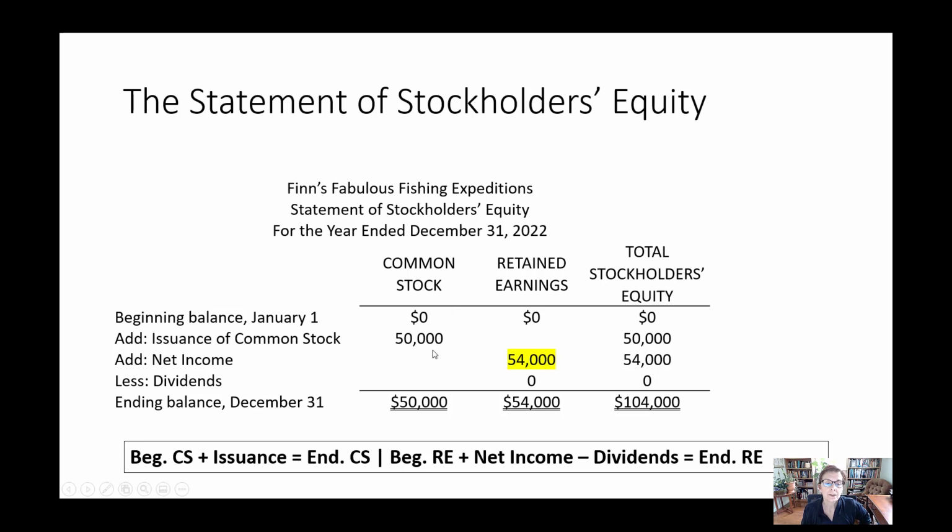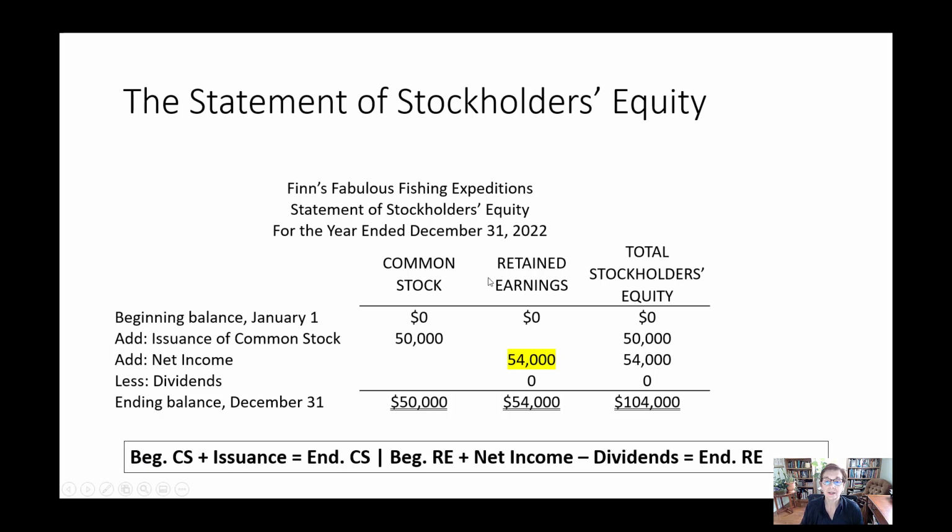So the formula for stock is that you take your beginning balance, you add your issuance of common stock, how much stock did people buy during the year, and that gives us our ending balance. In this case, Fin put $50,000 into the business, so there's common stock at the end of the year of $50,000. So that's what this is here. Beginning common stock plus the issuance gives us ending common stock.